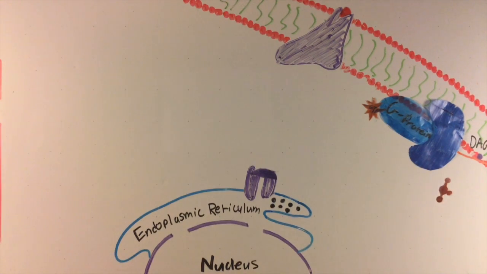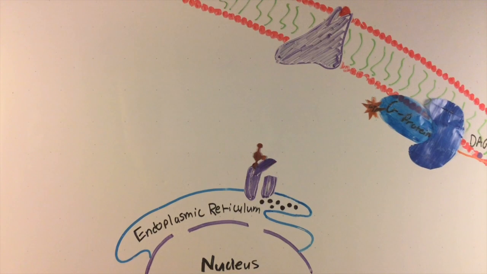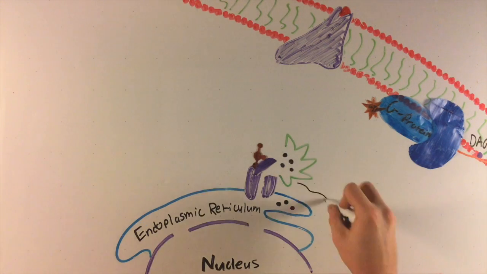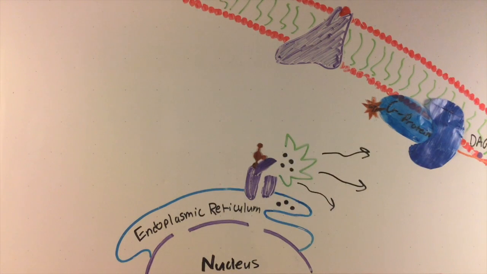The IP3 then diffuses across the cytosol to the endoplasmic reticulum and binds with an IP3 gated calcium channel. This opens the channel, allowing calcium ions to flow into the cell to help with other cellular activities, such as opening transduction pathways.